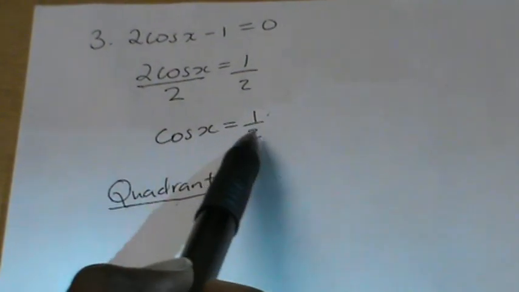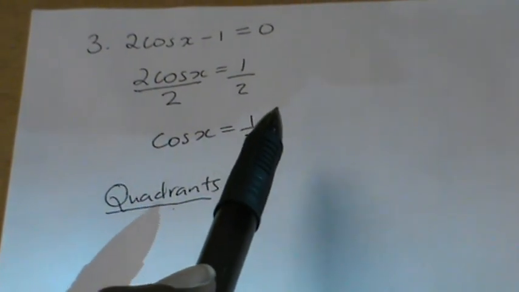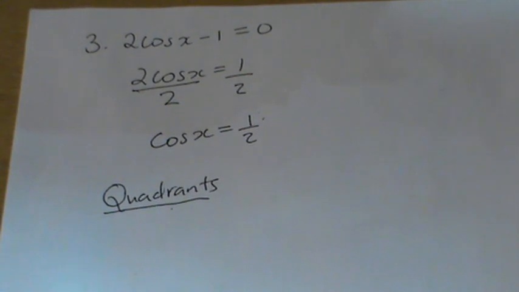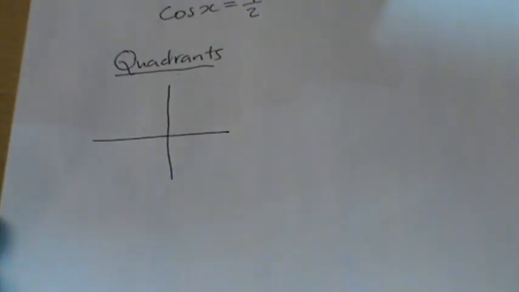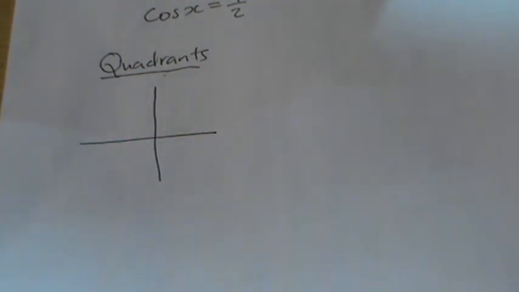Now here, half is positive, so I need to find out in what quadrants cos is positive. So I will draw my quadrants, just so that you're familiar with it. When you've done more practice, you don't have to draw the quadrants. You will just know it's this and this quadrant, and then you go ahead and solve it. But when you're beginning, it's always good to show everything you did, so that when you're revising, it's familiar to you.